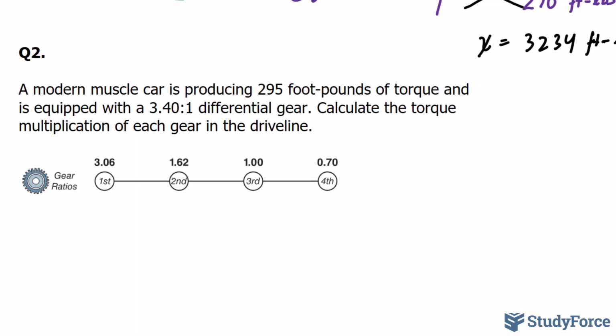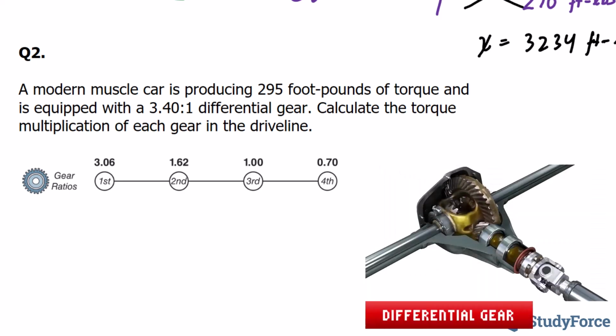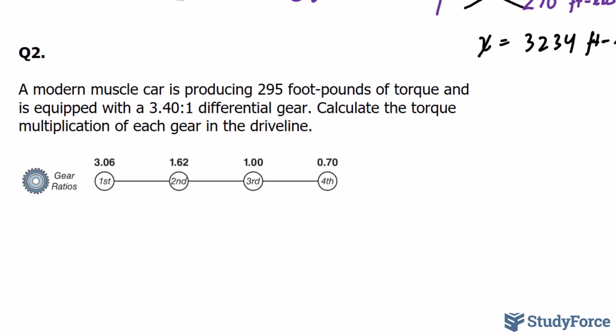A modern muscle car is producing 295 foot-pounds of torque and is equipped with a 3.4 to 1 differential gear. Calculate the torque multiplication of each gear in the driveline. So it will pass through 4 different gear ratios plus the differential gear. And they're all written as unit ratios to 1. This 3.06 is actually 3.06 to 1. That's that number to 1, and so on and so forth. This one would be direct drive. The last is overdrive, and the first two are underdrive.